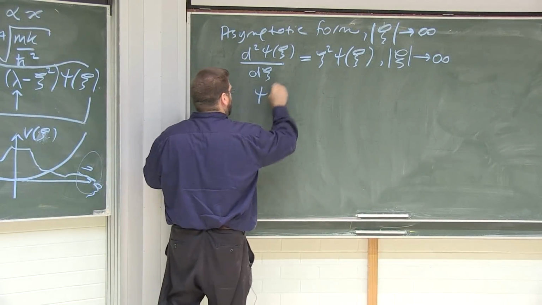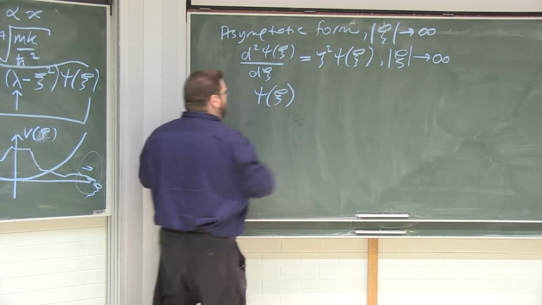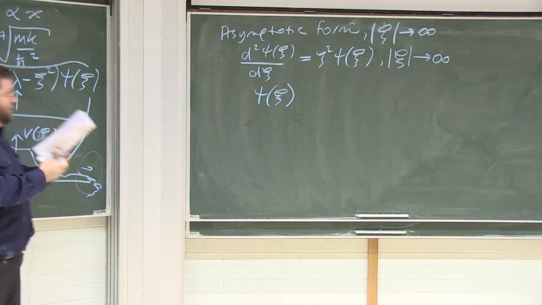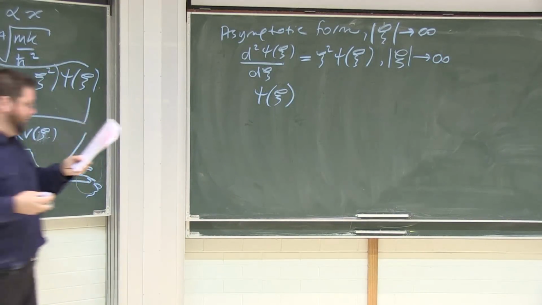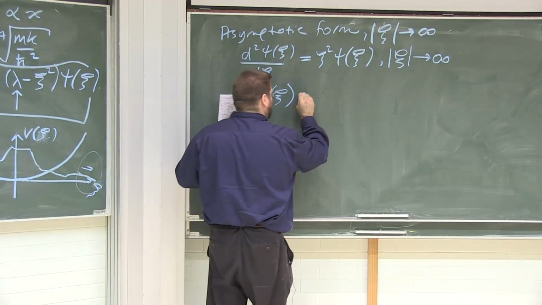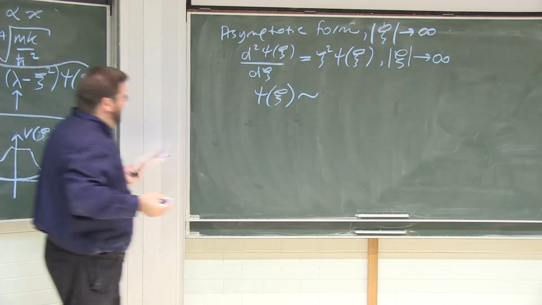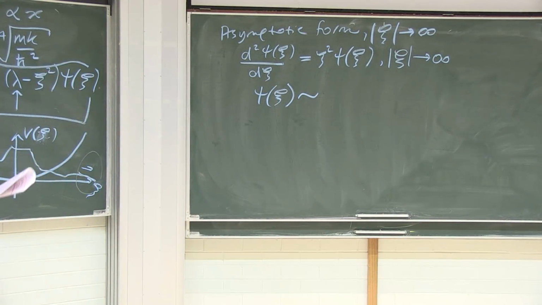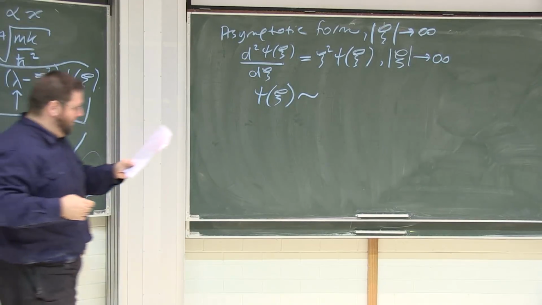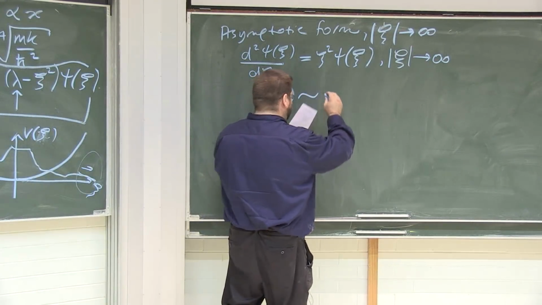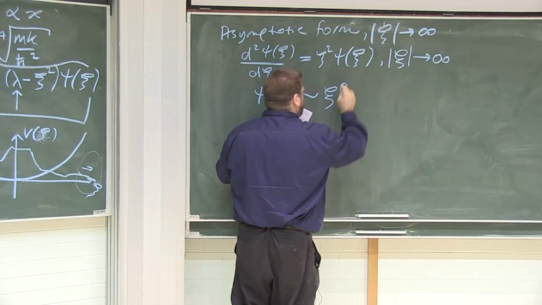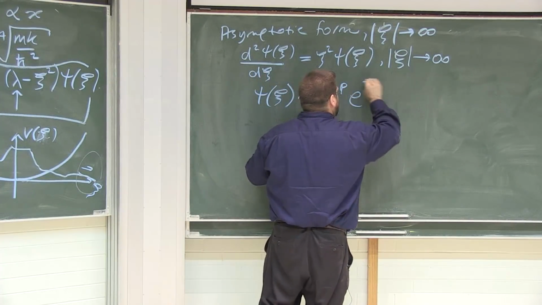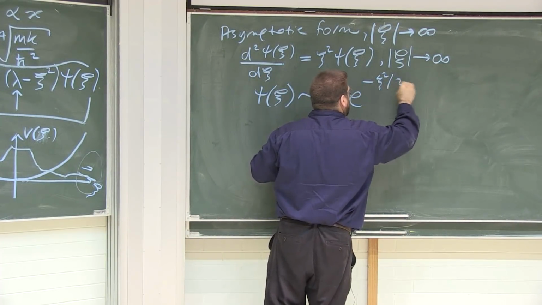When you solve it, you'll get... Now this is the wave function, but for large psi, this is the asymptotic form of the wave function. I've written an equal sign in the notes, but let me use a better mathematical symbol, which is a squiggle. This means is asymptotically equal to, or tends towards. So we have psi to the p, and e to the minus psi squared on 2.